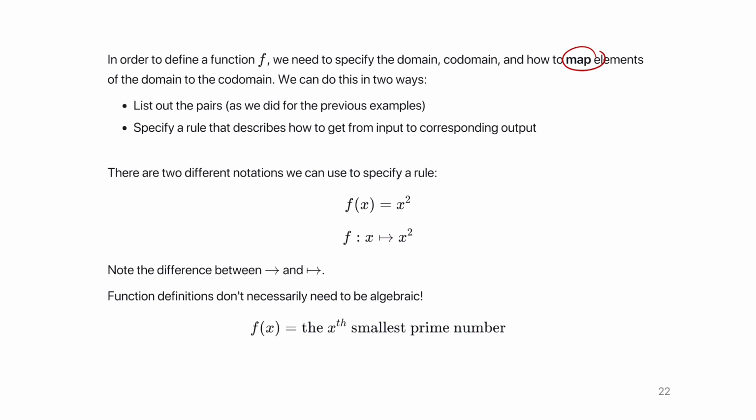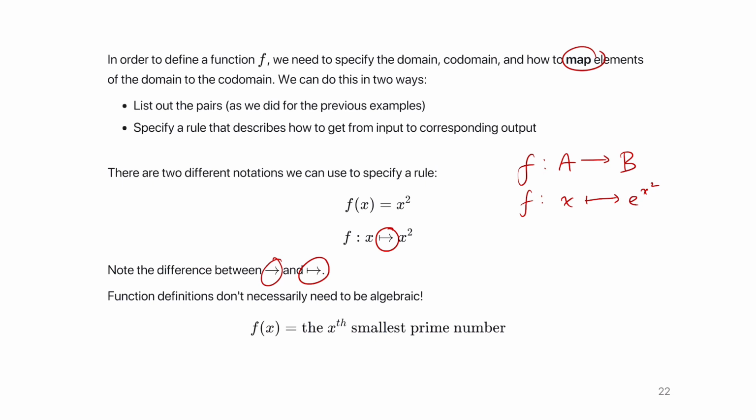And so there are two different notations that we can use. One is f of x is equal to x squared, and that's probably the one you'll see most of the time. But another is this f colon x and this arrow to x squared. And notice the difference between the right arrow and the right arrow with the flat tail. The one without the tail tells you the function maps from domain to codomain, but the one with the tail tells you the rule itself.